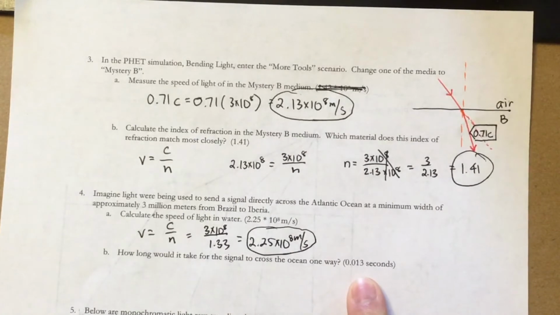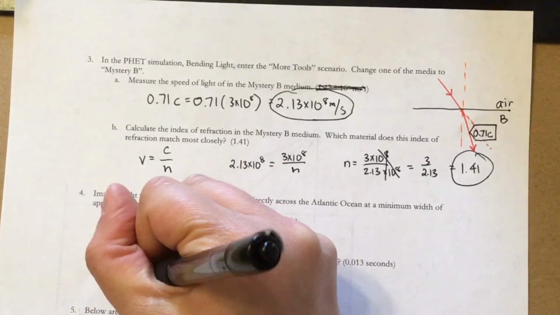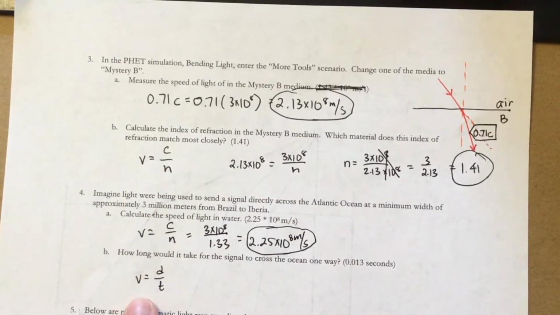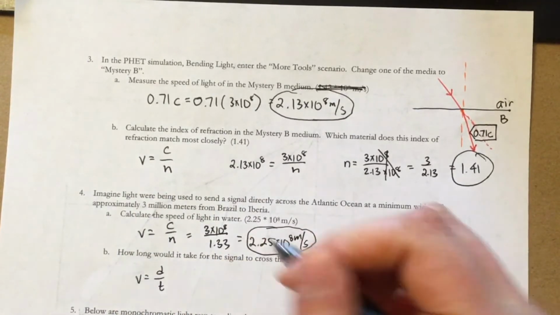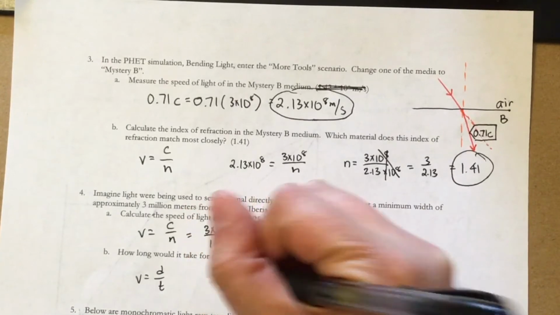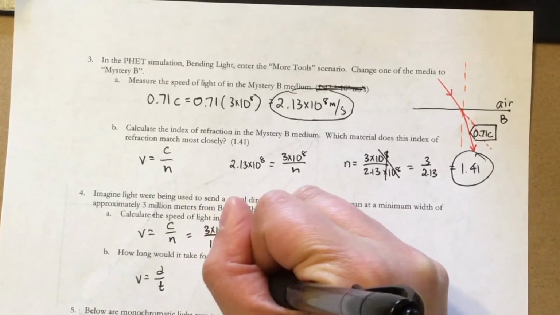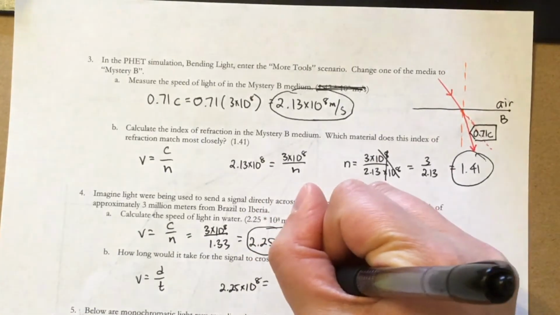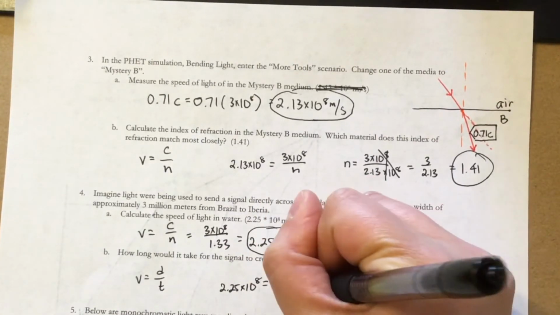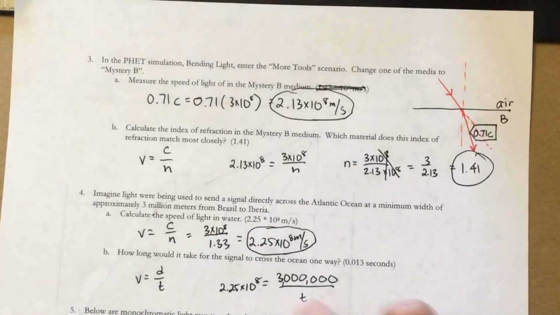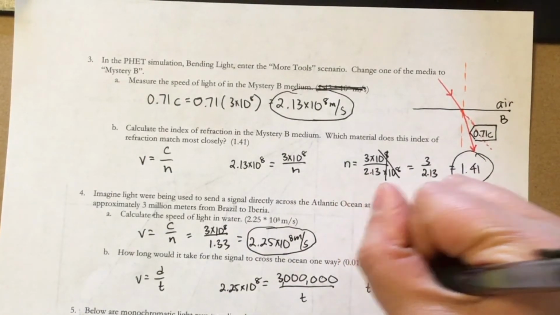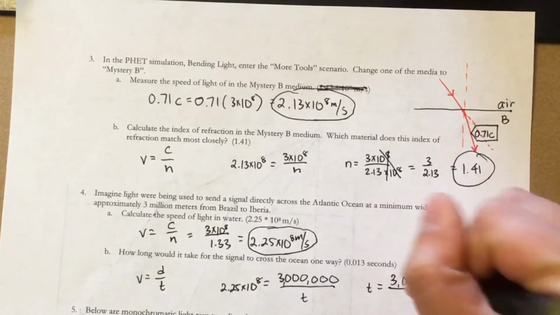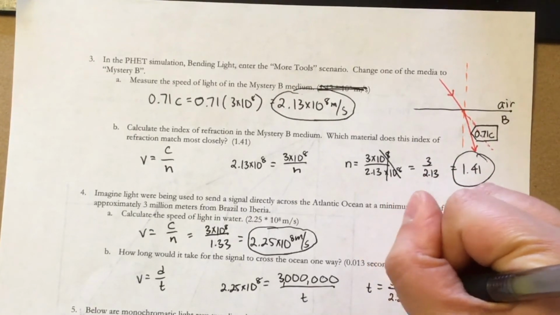So it's not going to take very long at all to cross the ocean. I would use the relationship between time and speed and distance in order to solve for time. So that's 2.25 times 10 to the 8th is equal to 3 million, so that's 3 with 6 zeros at the end, over t. Cross multiplying, that means t is equal to 3 million over 2.25 times 10 to the 8th.